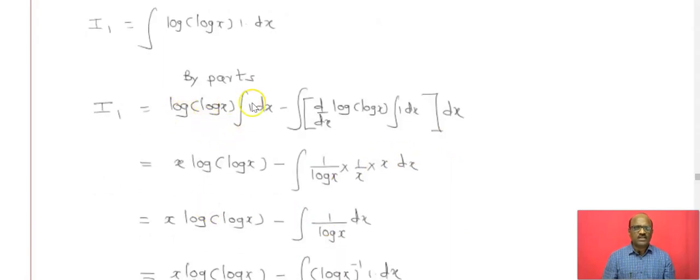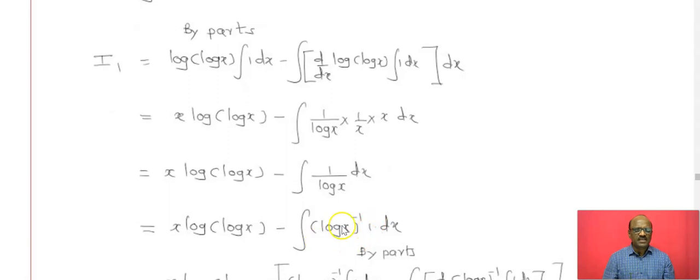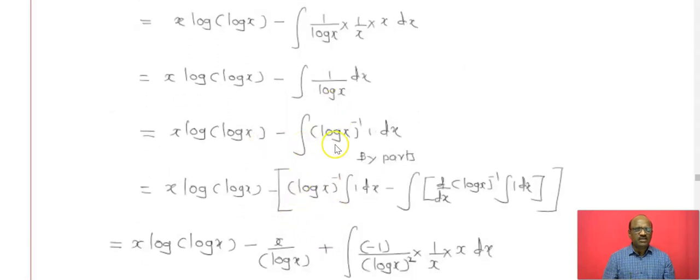Now log of log x, integral of 1 dx, that is x log of log x, minus integral. What about the derivative of log x? It is 1 upon log x into the derivative of log x, which is 1 upon x. And this integral of 1 is x dx. That x cancels and then you will get minus integral 1 upon log x into dx. Now minus integral log of x bracket to the power minus 1 into 1 dx.